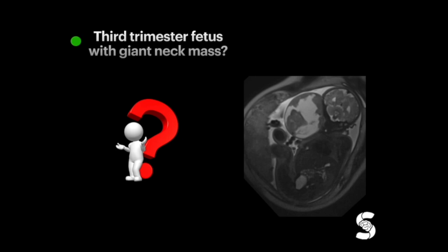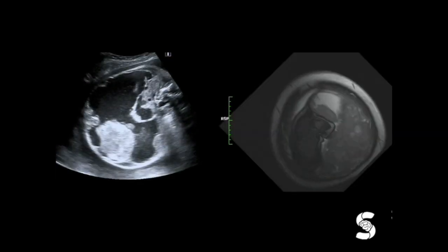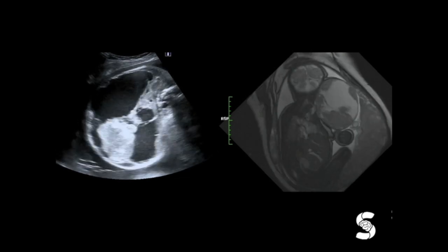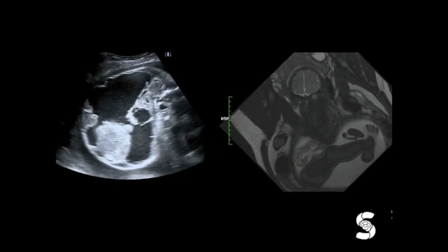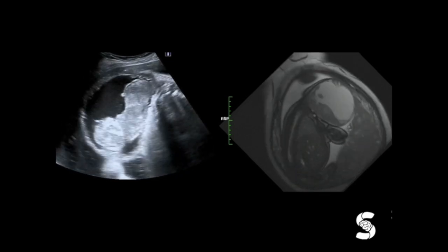Let's look at our final question. It's a very big mass. It's located on the lateral aspect of the neck. Because of the size, it's not easy to decide if it is anterolateral or posterolateral in location.